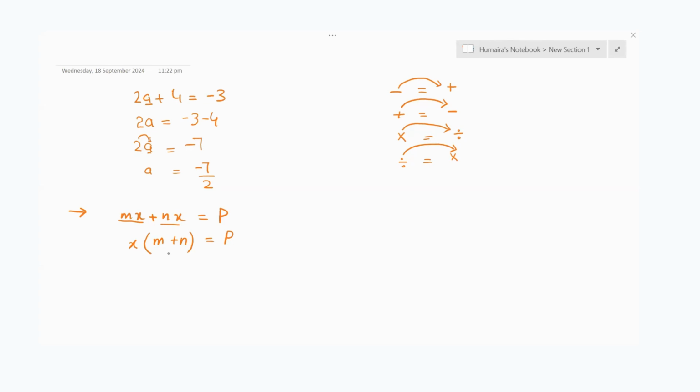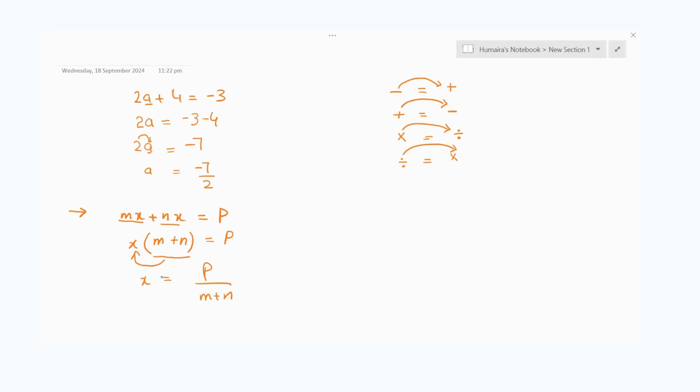And you can see this whole thing is multiplying with this x. And when we shift this whole thing to the other side of equality, it will be in the division of p, because if something is multiplying, when we shift it to the other side of equality, it would be in division. So we will have x equals p over m plus n. This would be your final answer.